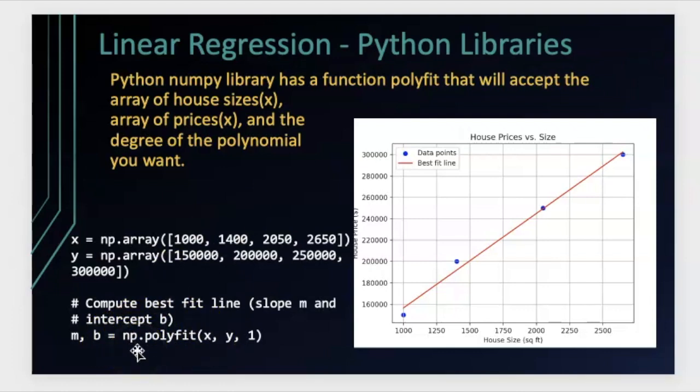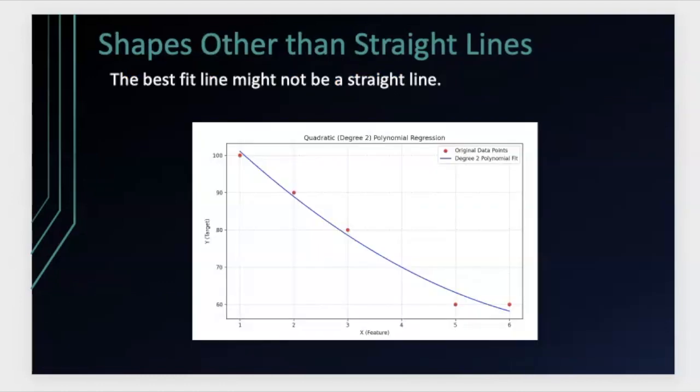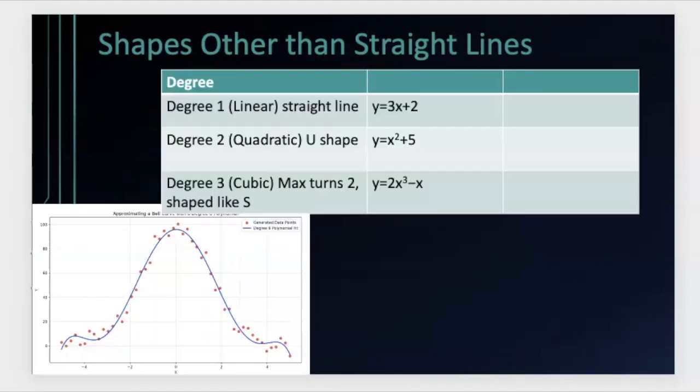But now that we understand the concept, for future exercises, we could just call this one polyfit line and pass in our sizes of the houses in square feet and our prices, and then it's going to tell us what the best fit line is, the slope and the y-intercept. So you may have a bit of a curve to your line. So this is a degree 2 polynomial fit for this line.